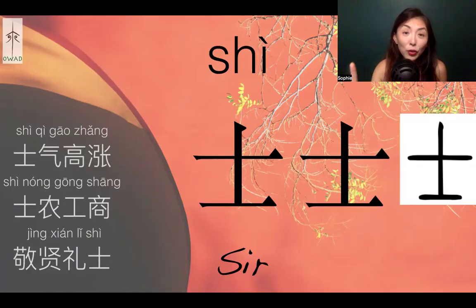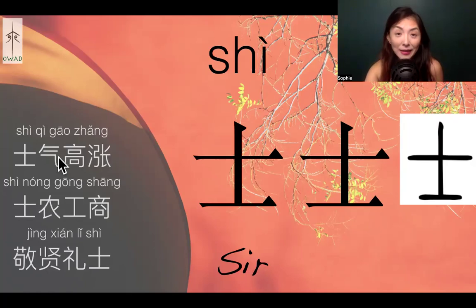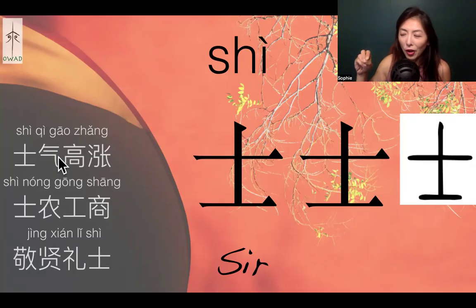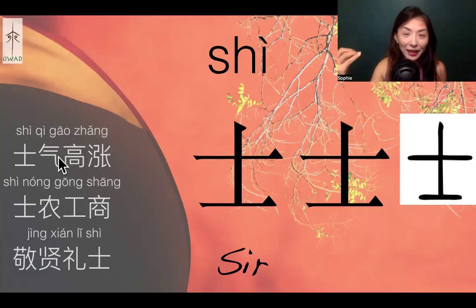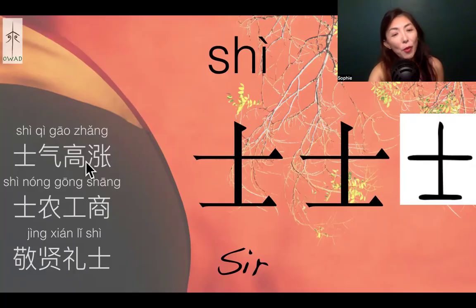Okay, a few examples to give you the sense of how 士 played a role in the culture. 士气高涨. We have 士, this sir concept, 气 as air, and Chinese habitually use air to imply energy. So when we talk about the sir, air, that's actually morale. It's people's energy level collectively. That's 士气.